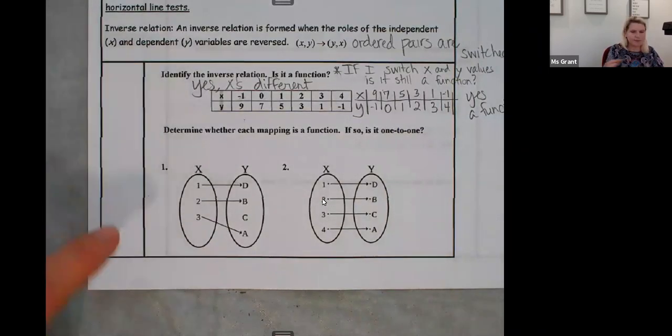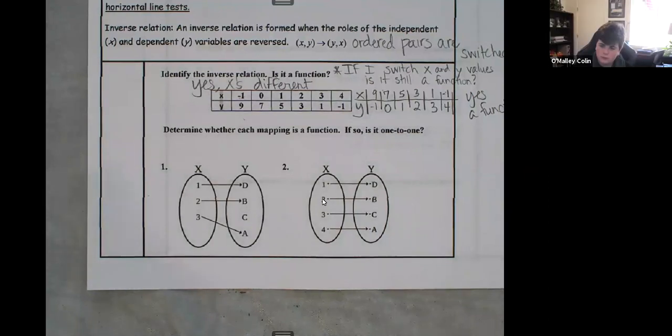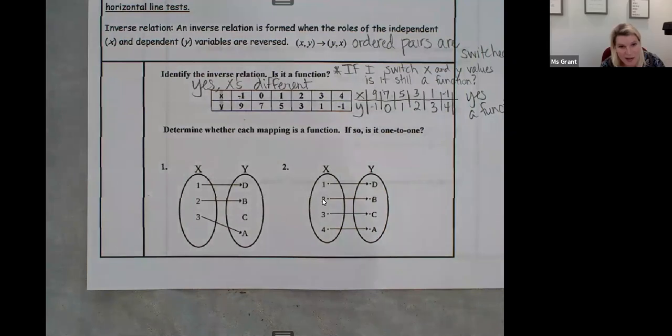Okay, now let's go here. Number 1, is it a function? And then we're going to talk about one-to-one. So I need help. This is going to take forever if nobody volunteers. And I don't want to hear from the same people. You know that. If you already volunteered this week, I don't want to hear from you. Number 1, is it a function?